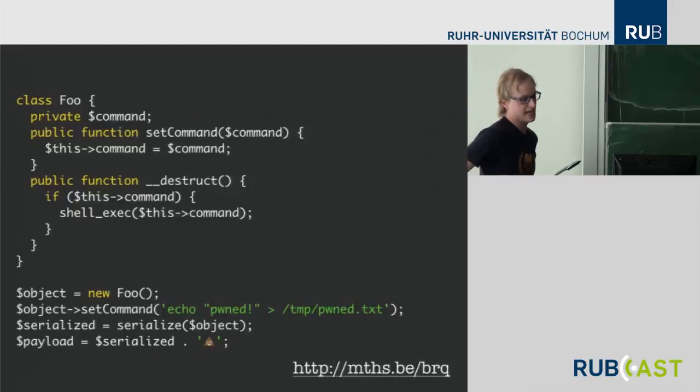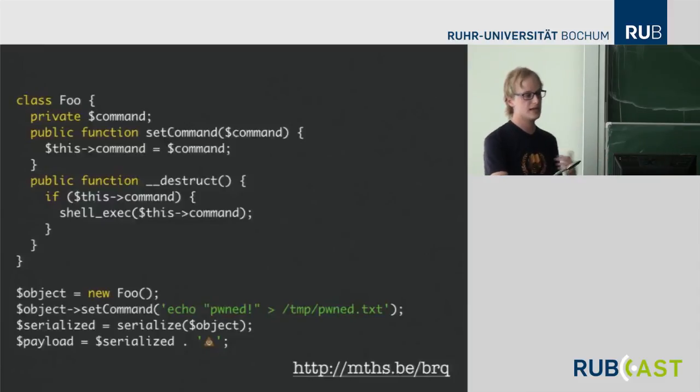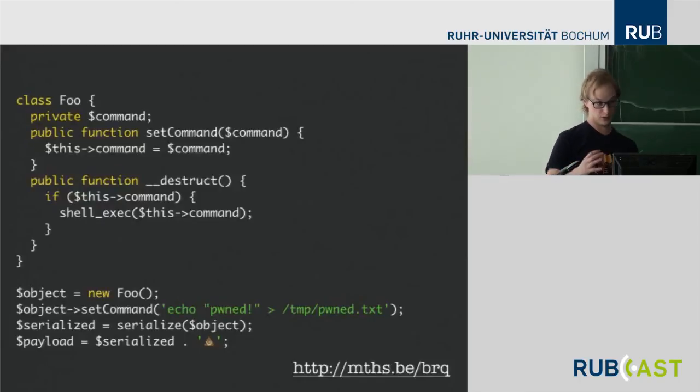Well, PHP has magic methods, right? Like wakeup and destruct and toString. And these magic methods are automatically called when certain things happen to an instance object. And this means that we can construct a payload that unserializes into an instance of such a class. And then it will magically start executing code for us.